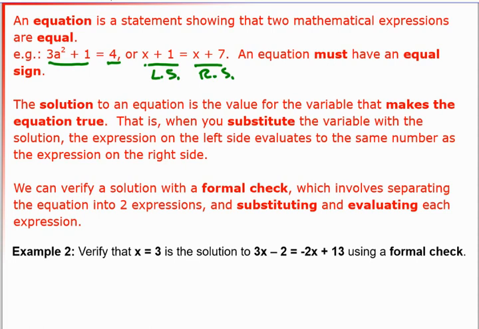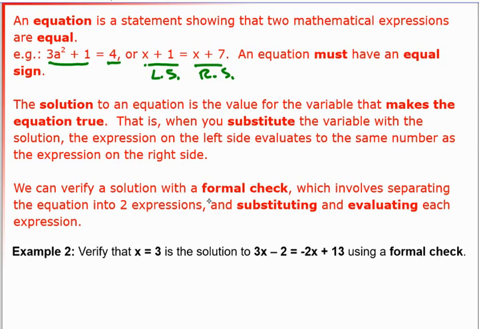All right. For the equation to be true, an equation must have the equal sign in it. And the solution to an equation is the value for the variable that makes the equation true. Whatever that number is, we have to solve for it. Or sometimes you can guess, but I try to teach you not to guess too much. So when you substitute the variable with the solution, the expression on the left side evaluates to the same number as the expression on the right side.